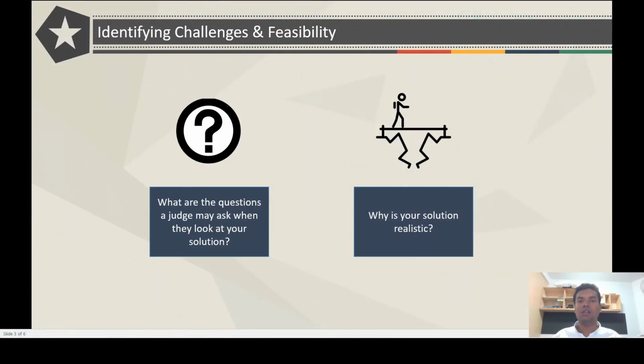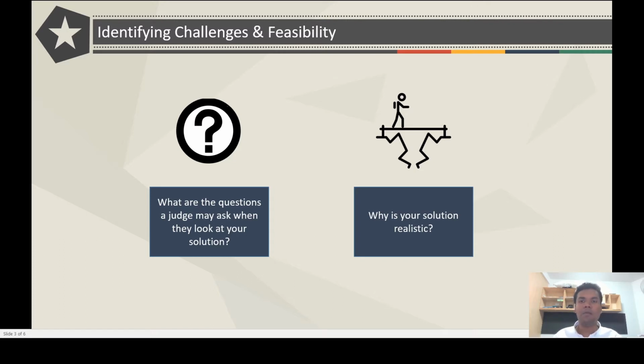Identifying challenges and doing feasibility analysis, I think, is quite important for business competitions, even if the judging criteria do not include it. The reason I say this is that you may come up with the most brilliant ideas, but if they're not grounded in reality, or grounded in the context of the case in a case competition, then that idea has no value.